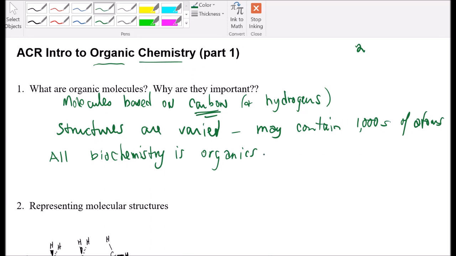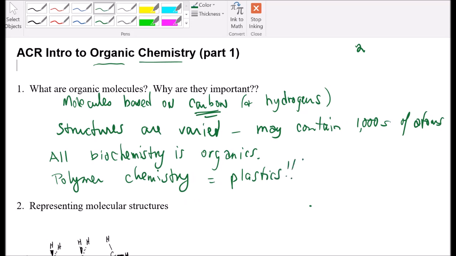Some of the things you've heard of probably are carbohydrates, proteins. Those are organic molecules. And the other thing that is important in the modern world that's based on organic chemistry is the chemistry of polymers. Our world is a world of plastics, and plastics are made from carbon chains. Carbon chains are sometimes called polymers. Poly meaning many, mer meaning parts. So certainly our modern world is vastly dependent on organic chemistry.